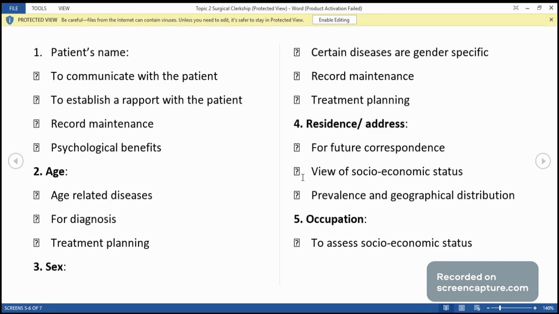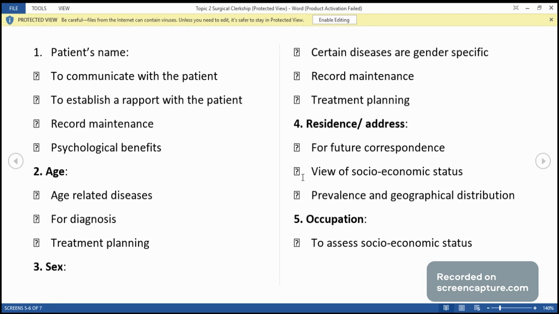Why do we inquire about sex? Certain diseases are gender specific. You'll always diagnose endometriosis in female, and you'll always diagnose testicular torsion in male. When it is something to do with benign prostatic hyperplasia, that is for male. If it's something to do with polycystic ovarian syndrome, you'll always get it from female. Cervical cancer, female.